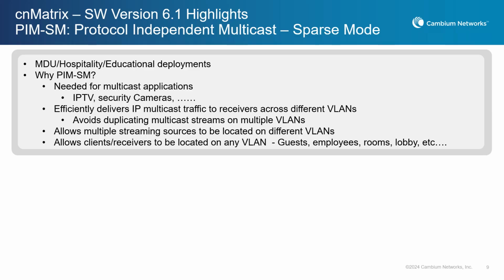It avoids duplicating multicast streams on multiple VLANs. Anyway, it allows multiple streaming sources, so the sources themselves can be located on different VLANs, and then the clients or receivers can also be located on different VLANs. So this is what PIM-SM does for you.